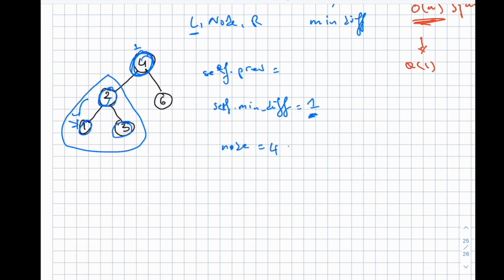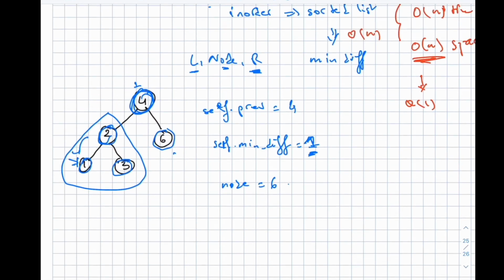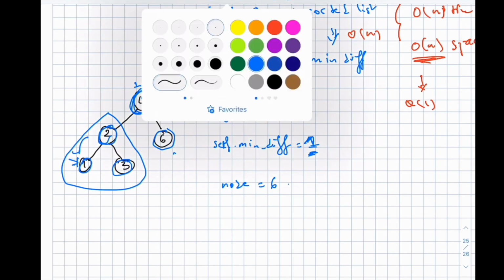Again, we replace prev with 4, and we go to the 6, because we finished the node, so we go right. Now the node is 6. 6 minus 4 is 2, but 1 is better than 2, so we keep 1. And now we are done because we are at the last leaf node. That's pretty much it. A pretty simple solution once you understand in-order traversal.